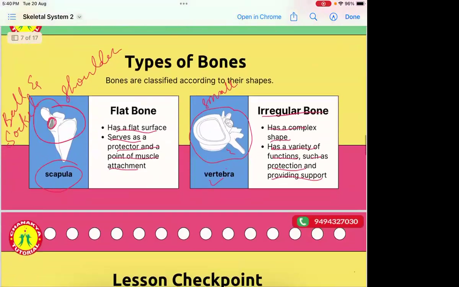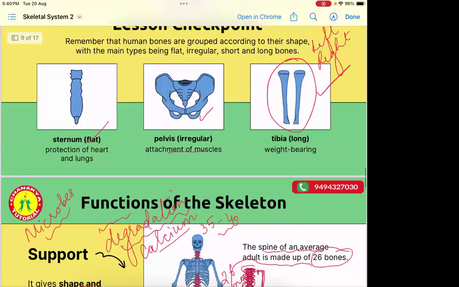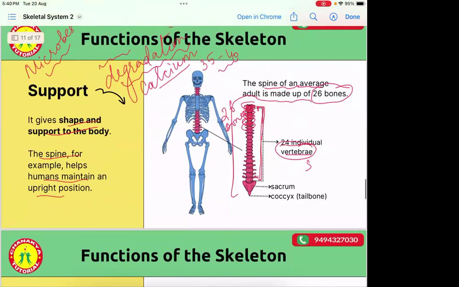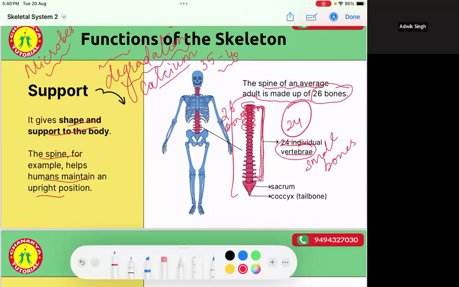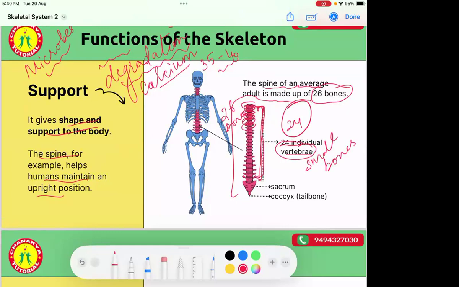So vertebrae are the small bones. How many vertebrae do we have in the spine? 24. And the remaining two are called sacrum and coccyx. Total 26 bones are there. Out of 26 bones, 24 are called the vertebrae or the small bones. The last second bone is called the sacrum, and the last one is known as the coccyx, which is also called the tailbone.